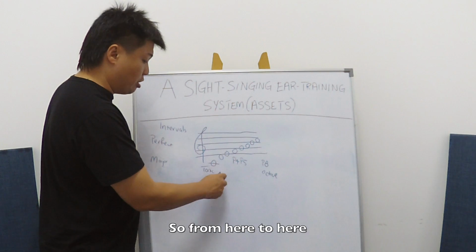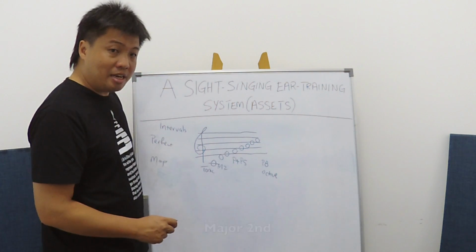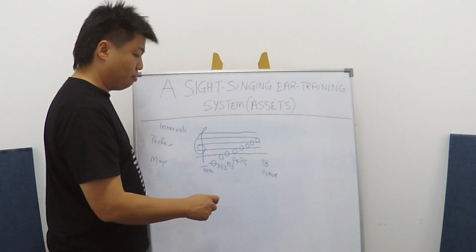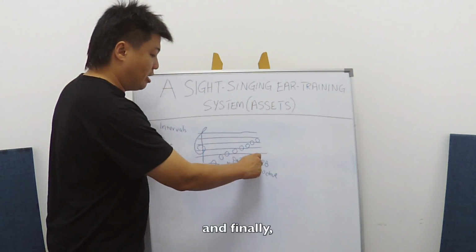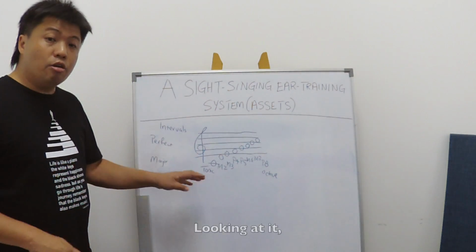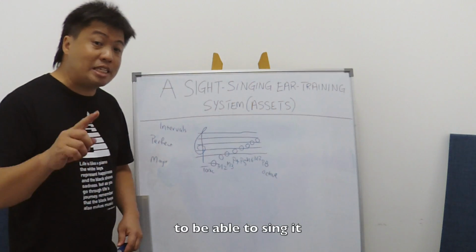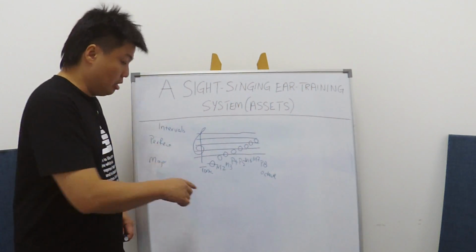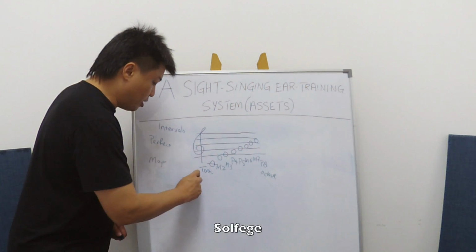So from here to here is known as a major second, then a major third, a major sixth, and finally a major seventh. Looking at it is one thing. To be able to sing it would be another. But how do we do that? By the use of solfege.